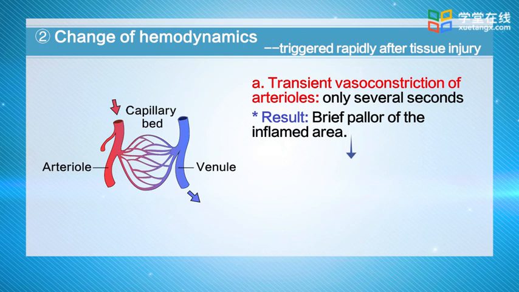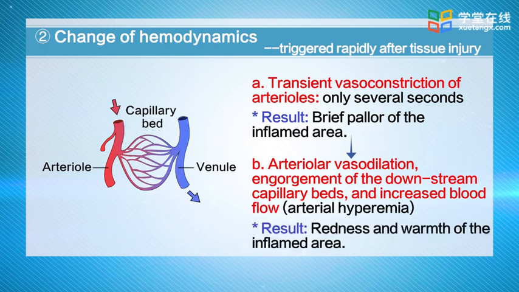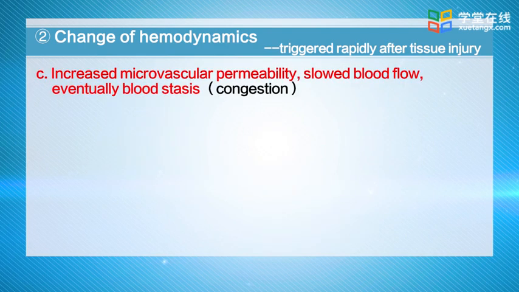Then arteriolar vasodilation occurs, followed by engorgement of the downstream capillary beds, leading to an upsurge of blood flow. This process is similar to arterial hyperemia. Therefore, the inflamed area is red and warm. The third step of hemodynamic change is increased microvascular permeability, slowed blood flow, eventually blood stasis. This process causes vascular congestion.